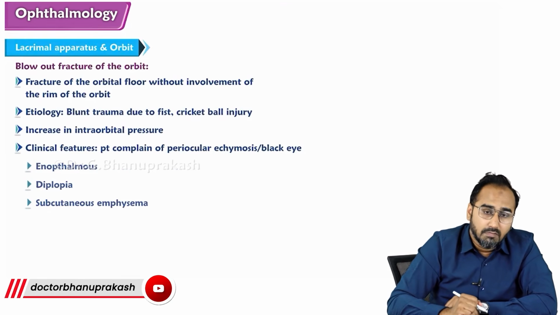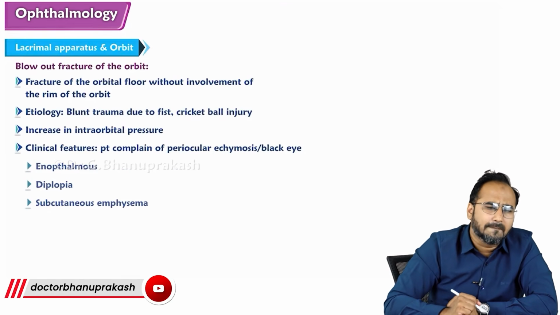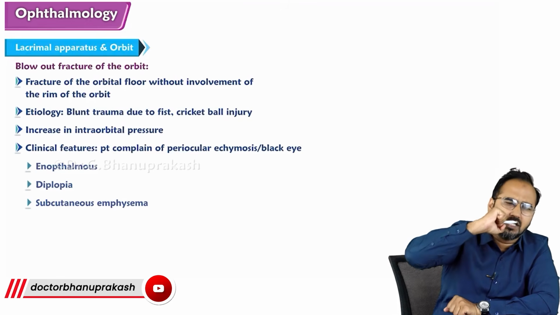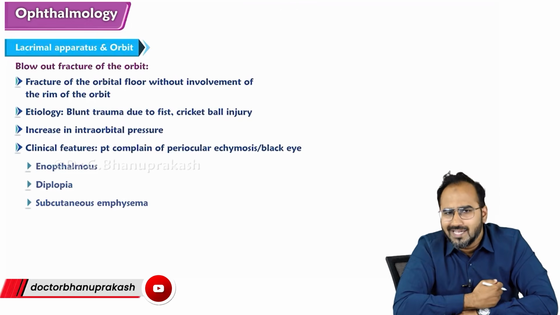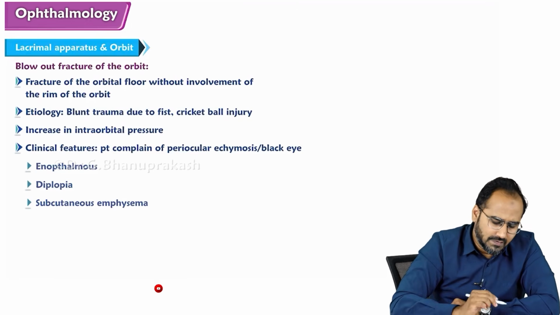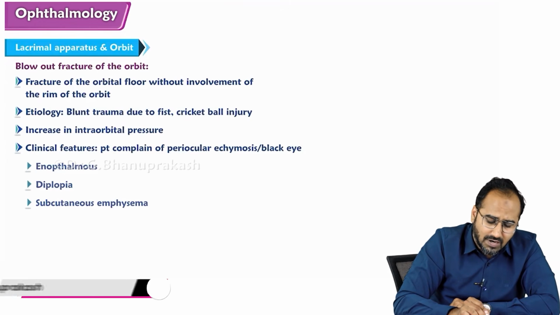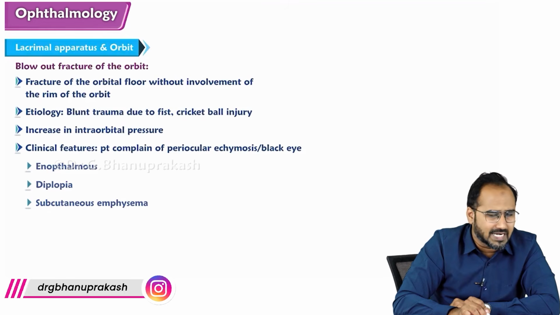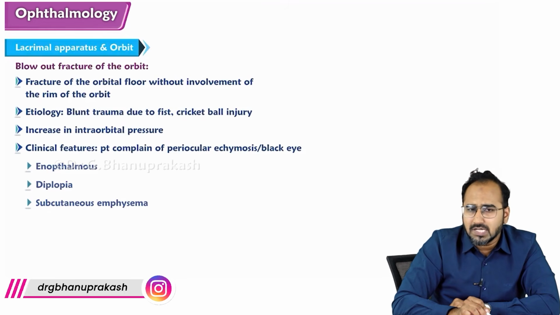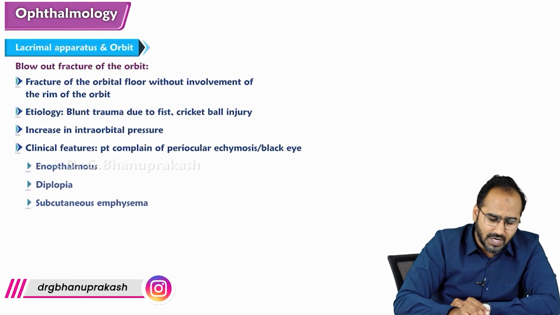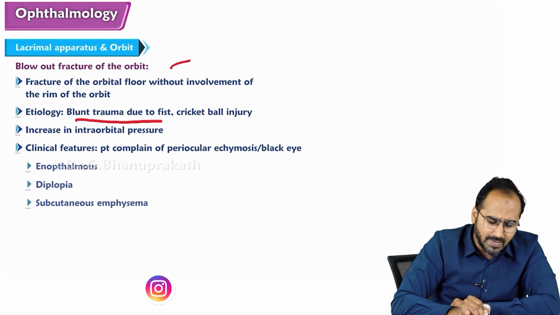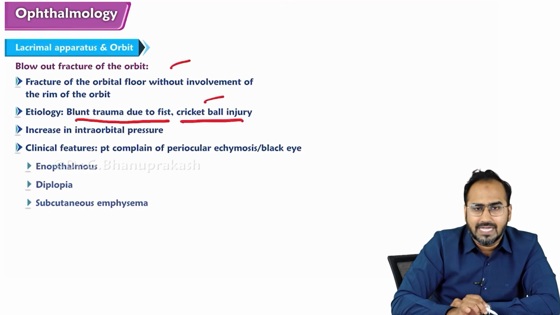Guys, remember, blowout fracture usually happens due to any fist injury or a cricket ball injury, right? It involves the inferior wall. The fracture of the orbital floor or the inferior wall without involvement of the rim of the orbit. The rim of the orbit is not involved. Just the orbital floor or the inferior wall is involved. That is called as a blowout fracture. That can be seen due to blunt trauma due to fist or cricket ball injury.